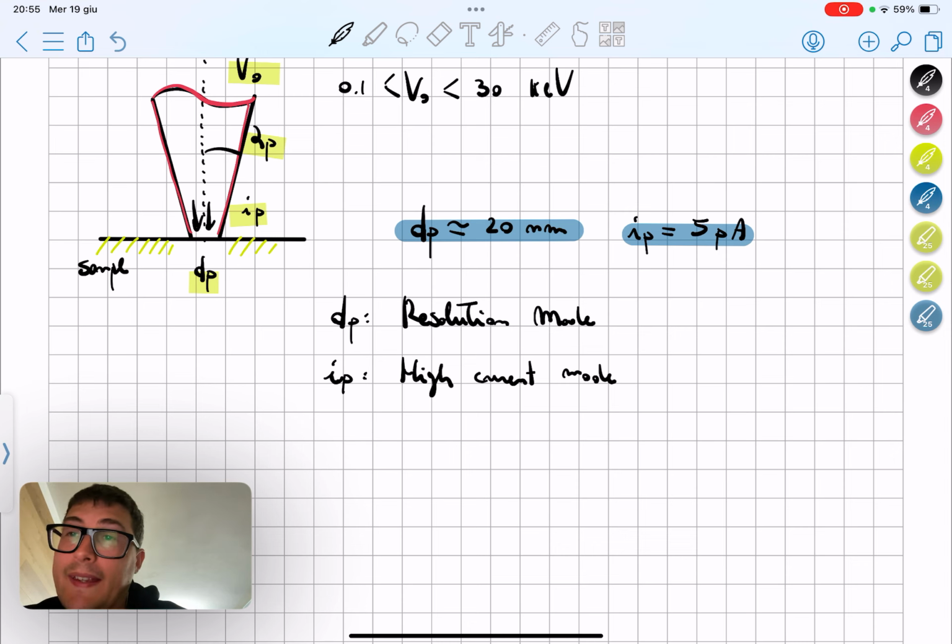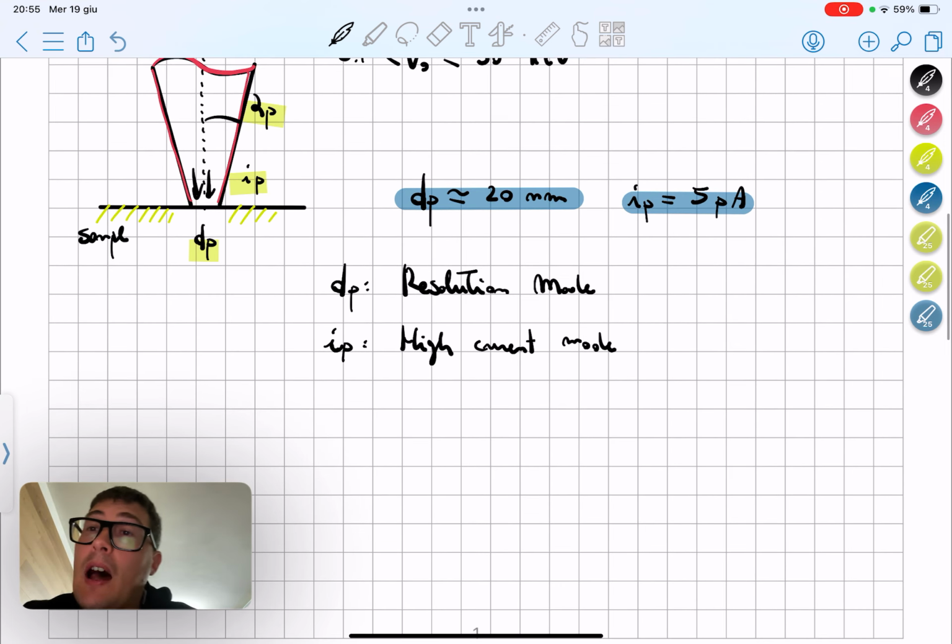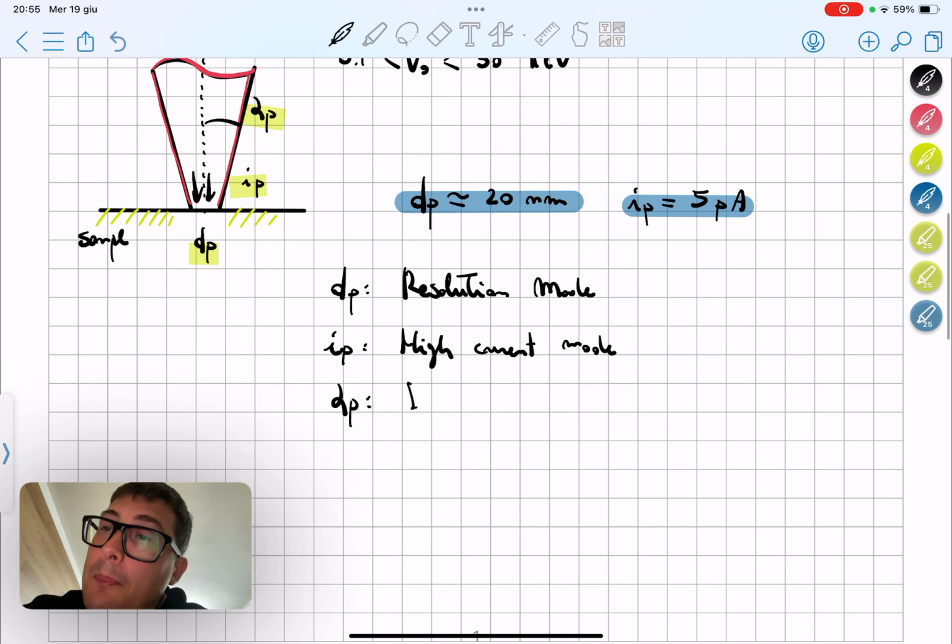a good quality image. And alpha p is the depth of focus mode.